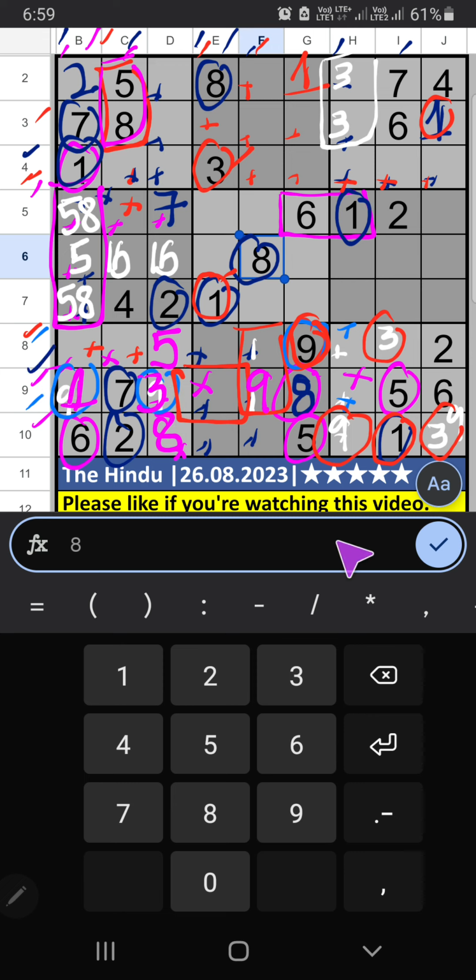The 9th row. Two numbers are remaining, 2 and 4. 9th grid, we will add 2. So 2 can't come in the cell, 2 is confirmed here. Then 4 is here. 1, 3, 9, we will confirm later.